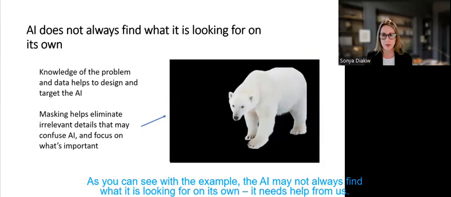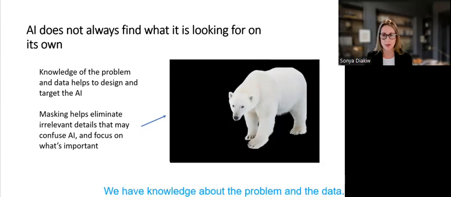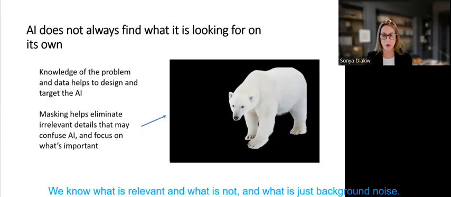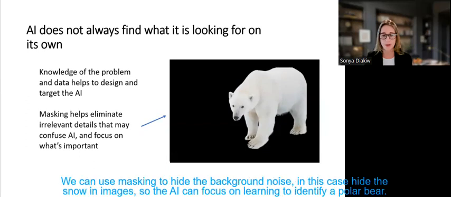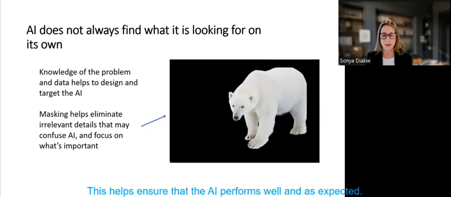As you can see with the example, the AI may not always find what it is looking for on its own. It needs help from us. We have knowledge about the problem and the data. We know what is relevant and what is not, and what is just background noise. And we can use this knowledge about the problem domain to target the AI and focus on what is important. We can use masking to hide the background noise. In this case, hide the snow in images, so the AI can focus on learning to identify a polar bear. This helps ensure that the AI performs well and as expected.